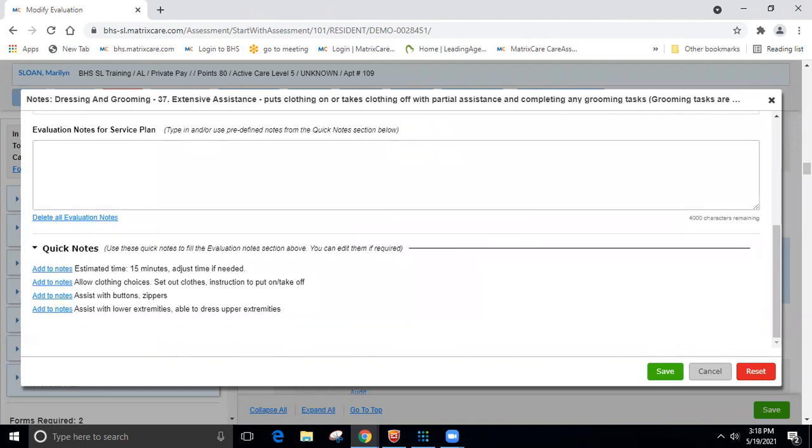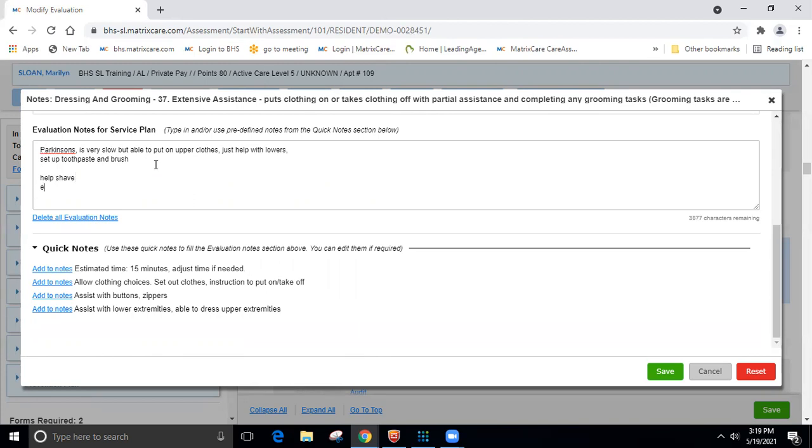I can use the quick notes or I can go ahead and type in whatever I choose for this resident. So maybe I could write that they have Parkinson's. Is very slow, but able, and then I could write to help shave.